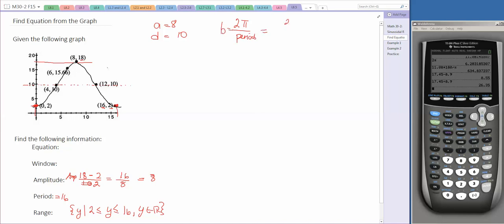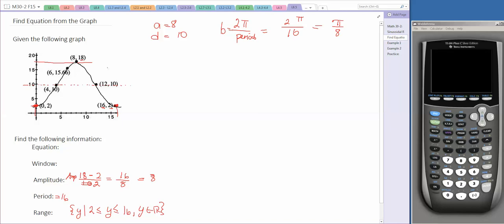So I have 2 pi divided by 16, and keeping this in exact values, 2 over 16 is 1 over 8, so I have pi over 8 is my B value. So B is equal to pi over 8. And the only thing that I have to struggle with is C.